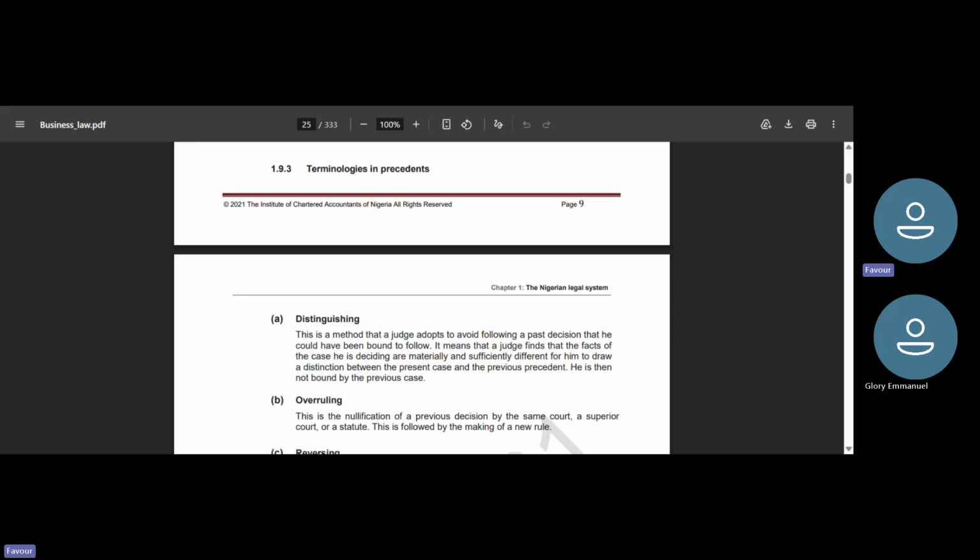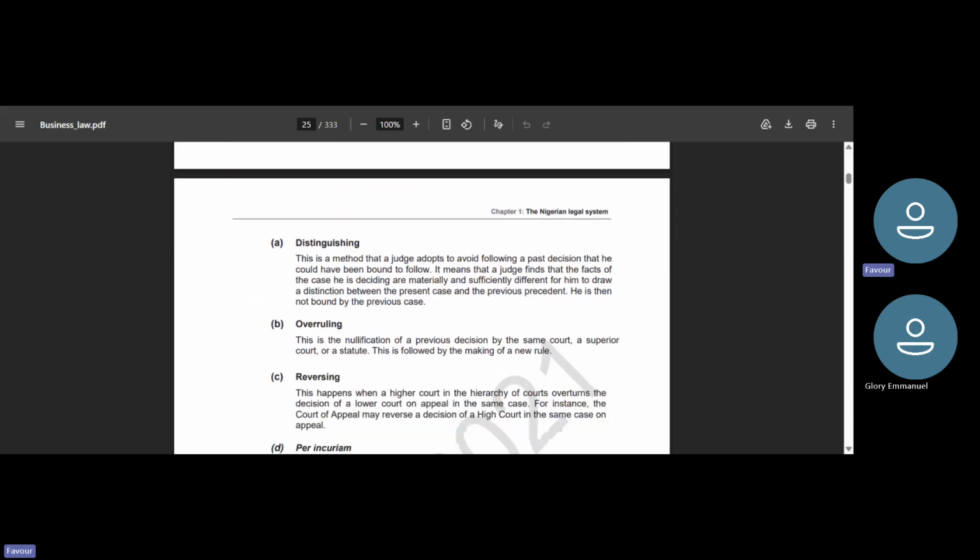It's basically saying that, okay, this previous case that has been decided on and the case that I'm presiding over, they are different. They are distinguished based on the facts of the case. So it's looking at the facts of that case and the facts of this case and saying, okay, they are materially and sufficiently different. I don't know if you get.